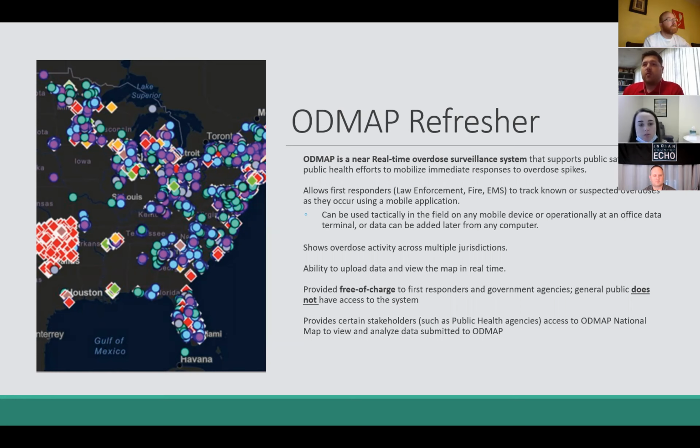So this allows first responders, law enforcement, fire, and EMS to track known and suspected overdoses as they occur using a mobile application, or you can use the computer as well. It shows overdose activity across multiple jurisdictions, with the ability to upload data and view the map in real time. And this is all provided free of charge to first responders and government agencies. The general public does not have access to this.